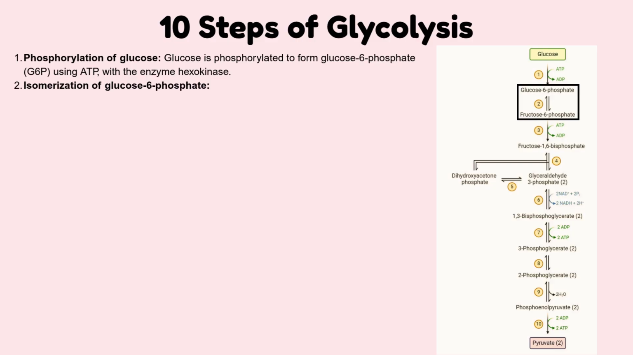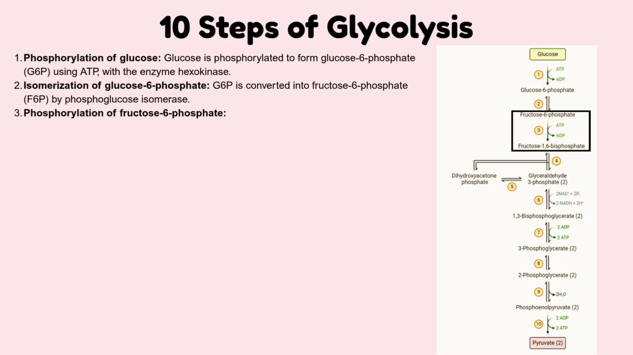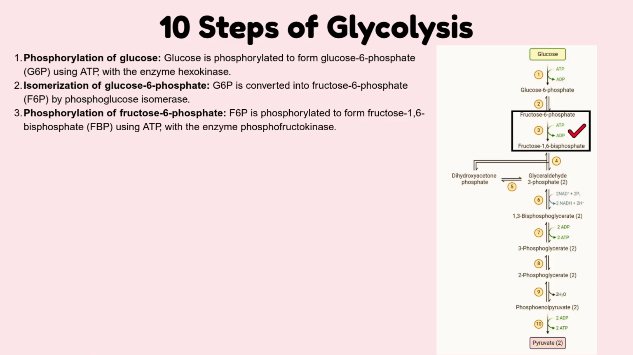Isomerization of glucose 6-phosphate. Glucose 6-phosphate is converted into fructose 6-phosphate by phosphoglucose isomerase. Phosphorylation of fructose 6-phosphate. Fructose 6-phosphate is phosphorylated to form fructose 1,6-bisphosphate using ATP with the enzyme phosphofructokinase.